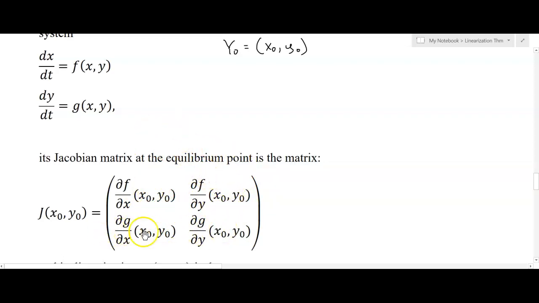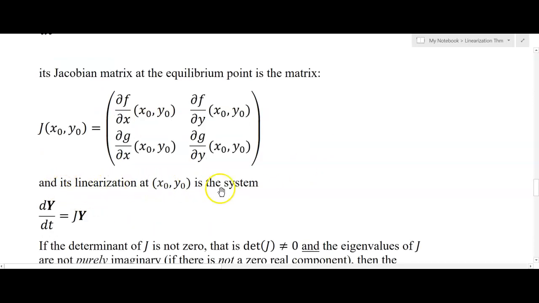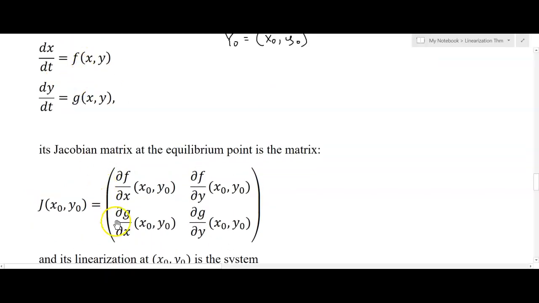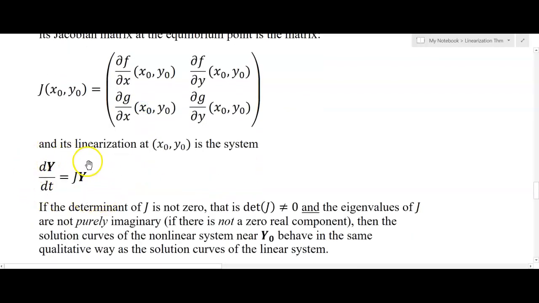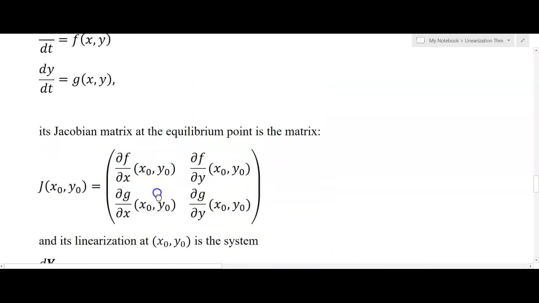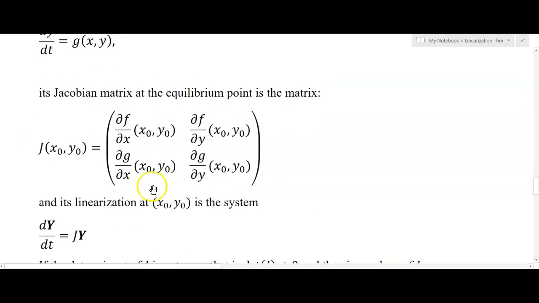In the second row, that relates to dy/dt, so that's going to be the derivative of g with respect to x, and the derivative of g with respect to y, and then we'll plug in the equilibrium point in question, and what that will give us is the 4 coefficients that we'll need to produce the linearized system. So basically, we're going to take our nonlinear system, and we're going to reduce it to a linear system. So notice this looks like A y, but we call it J y. We do that because we don't want to make it seem as though our original system was linear to begin with.